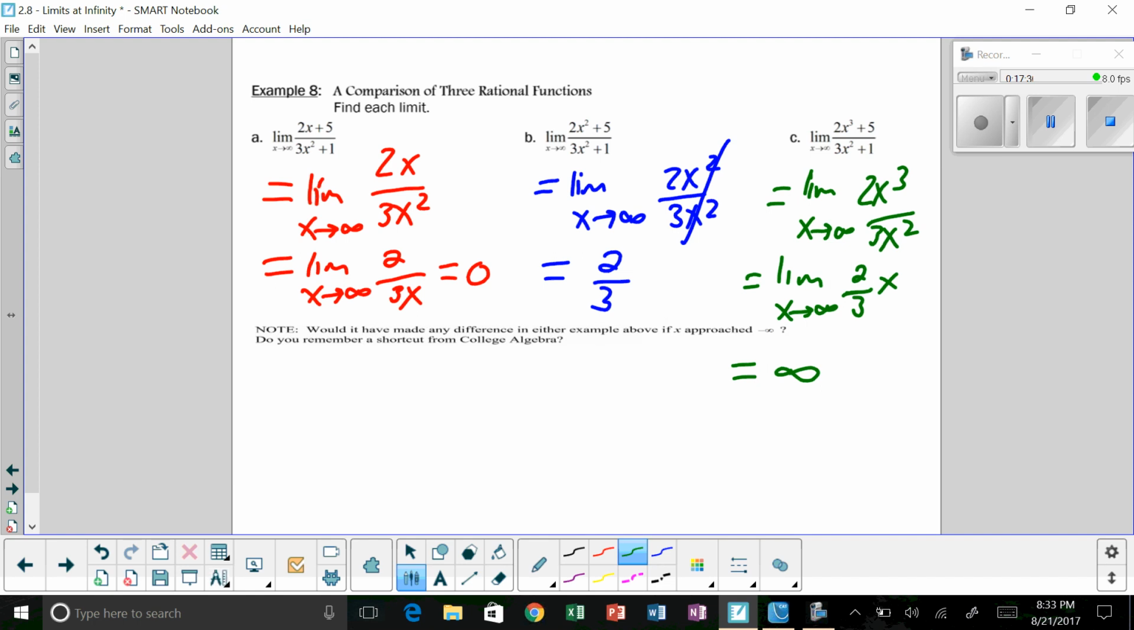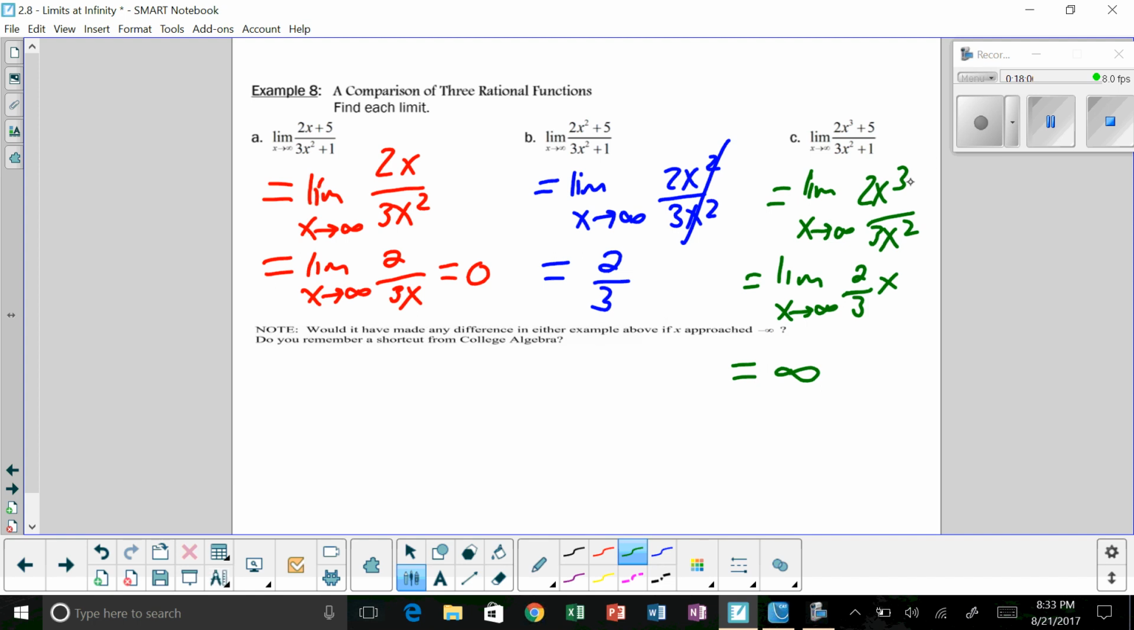There's an interesting question here. Would it have made any difference if x had approached negative infinity in these problems? Well, in these cases, it wouldn't. In part A, if this had been negative infinity, 2 over 3x, the denominator would have been negative, but because the denominator is still growing without bound and the numerator is constant, the fraction still goes to 0. In part B, if x were approaching negative infinity, the x squareds would still cancel out, so it's not going to matter at all. The answer would still be 2/3.